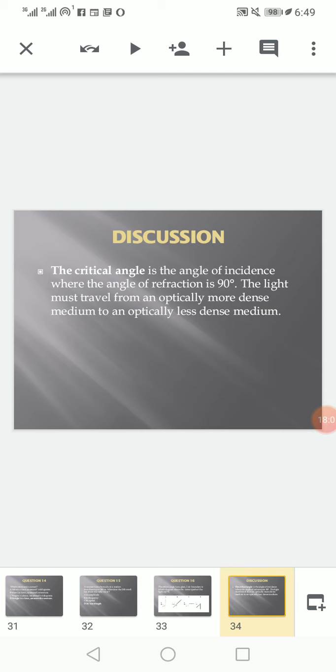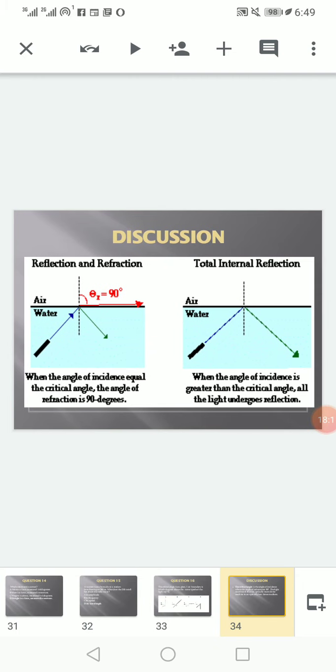Critical angle is the particular angle of incidence where the angle of refraction is 90 degrees. For this to occur, light must travel from an optically more dense medium to an optically less dense medium. That's the condition in which we have our critical angle. This diagram gives more insight on how to identify and construct the critical angle at any particular time. But when the angle of incidence is greater than the critical angle, we have what we call total internal reflection. We've discussed this, I'm just laying more emphasis on it.